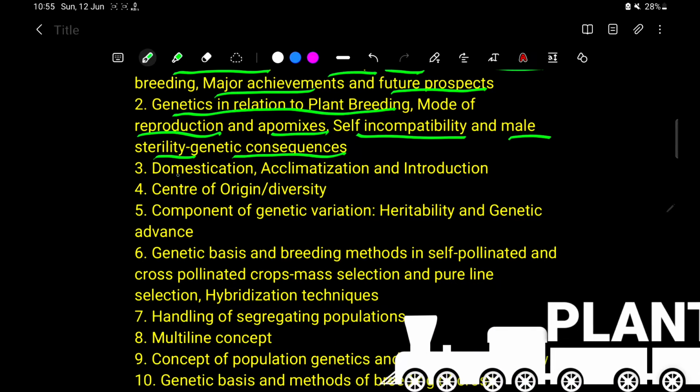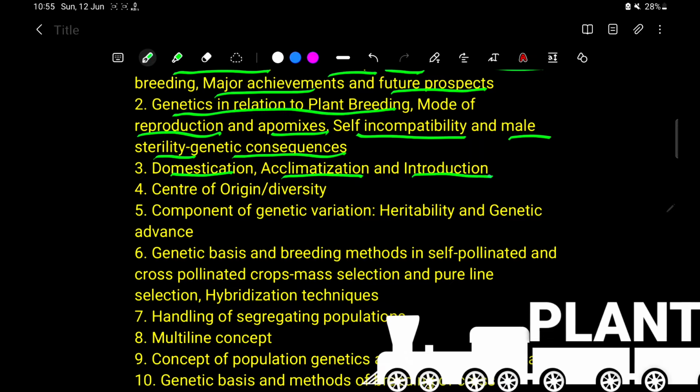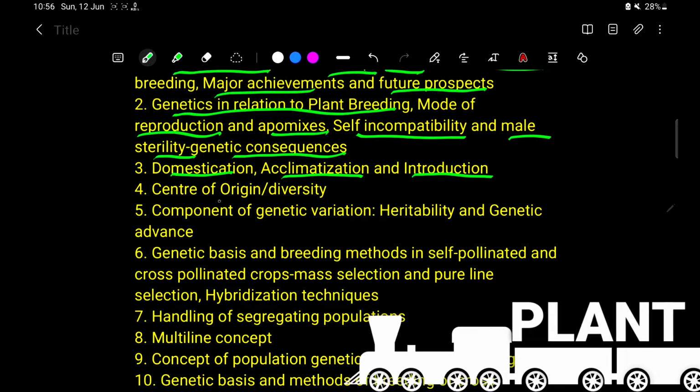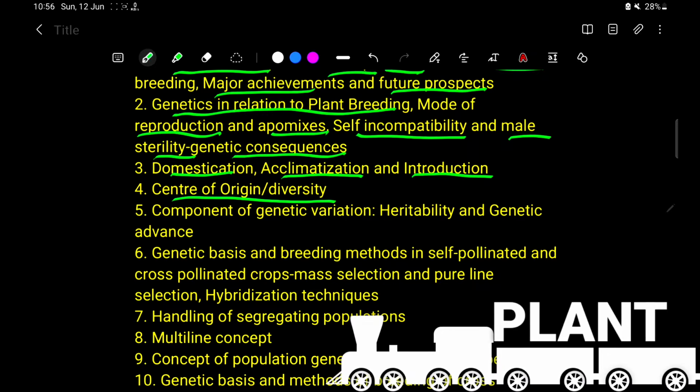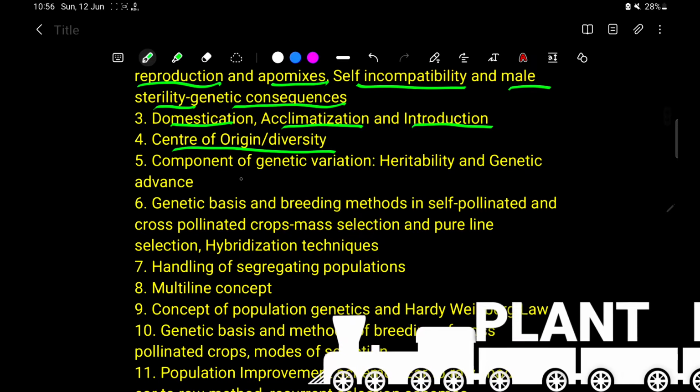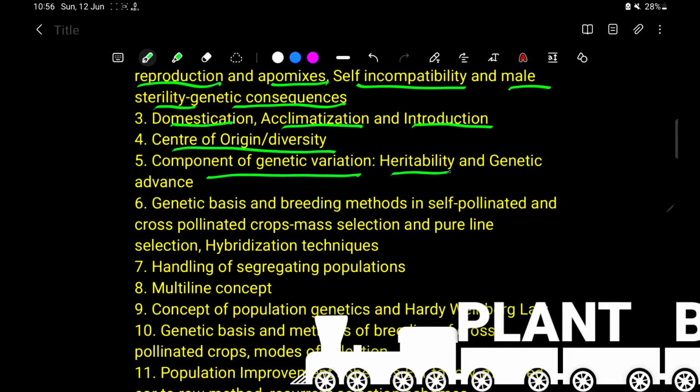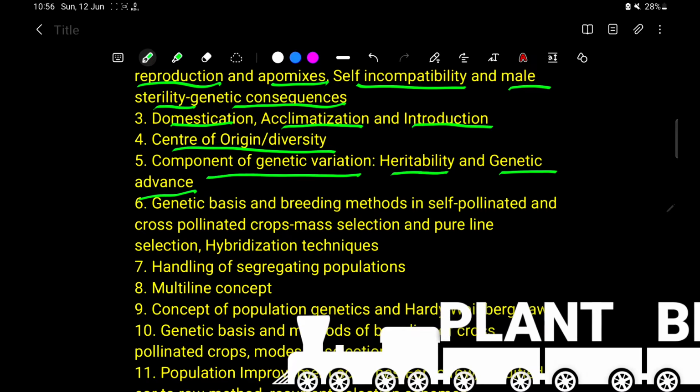Our third topic is dominance, acclimatization and introduction. Our fourth chapter is center of origin and diversity. Our fifth chapter is components of genetic variation, that is heritability and genetic advance.